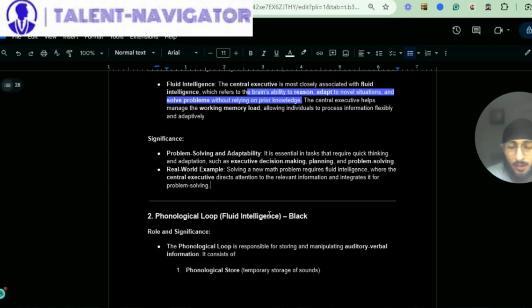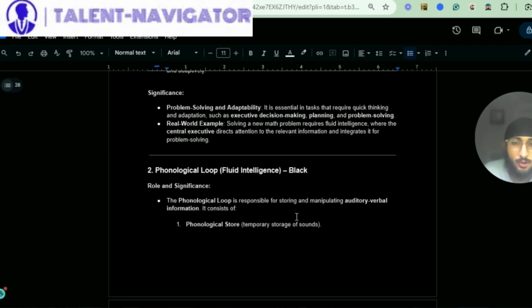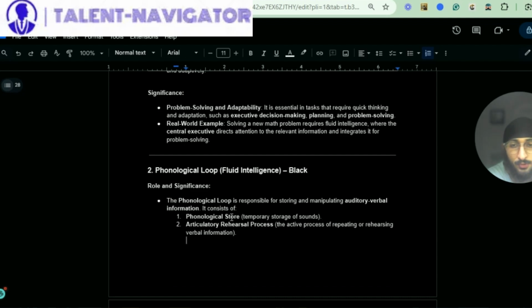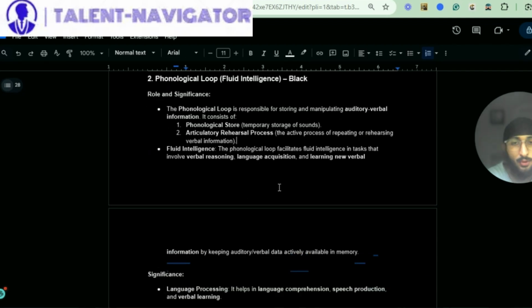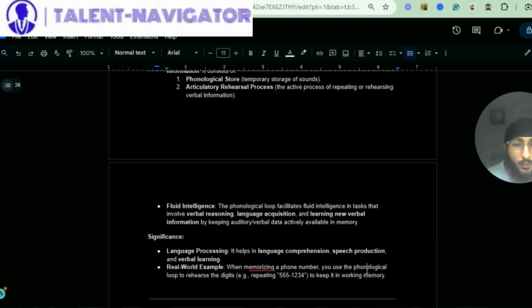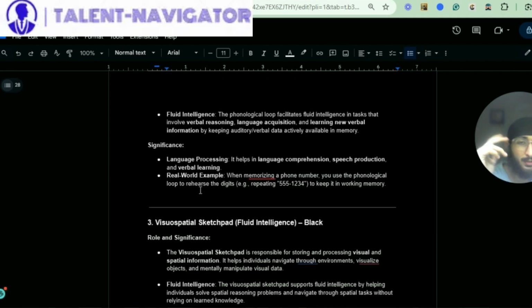The phonological loop, fluid intelligence again. The phonological loop is responsible for storing and manipulating auditory verbal information. It consists of the phonological store and the articulatory rehearsal process. Then we have fluid intelligence again. The phonological loop facilitates fluid intelligence in tasks that involve verbal reasoning, language acquisition, and learning new verbal information by keeping auditory or verbal data actively available in memory. So the significance would be language processing, and a real-world example: when memorizing a phone number, you use the phonological loop to rehearse the digits to keep them in working memory, right?